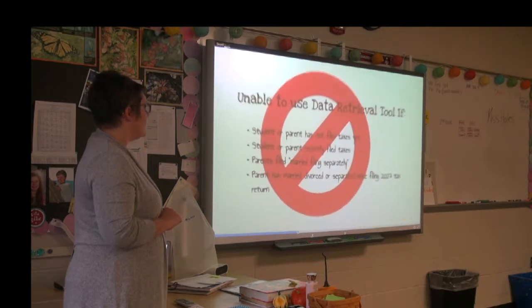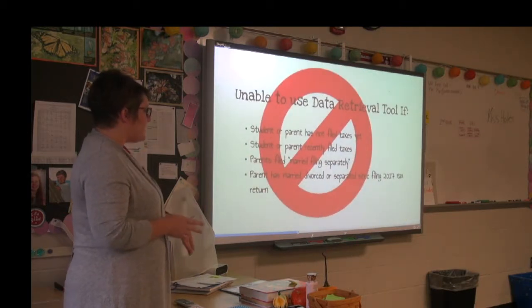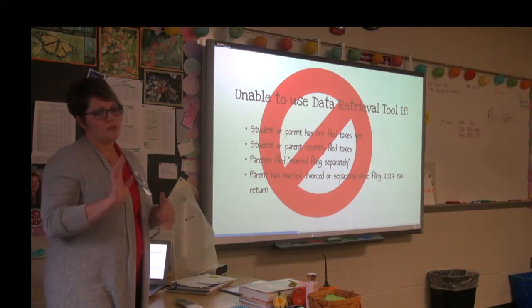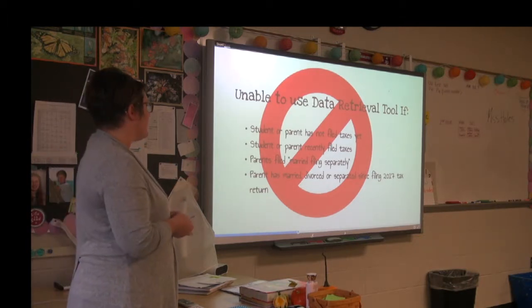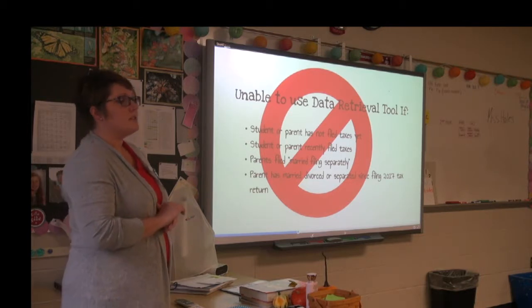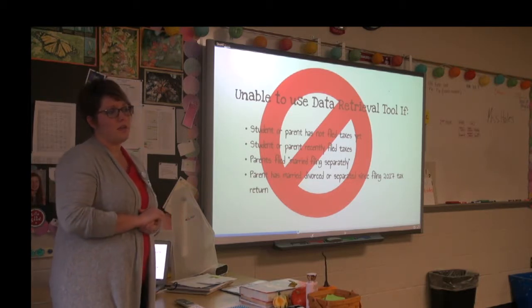It's really helpful. If you haven't filed taxes yet, you can't use it. If you recently filed, it won't allow you to use it either. It has to be fully processed through the IRS before you can use it. If your parents' filing status was married filing separately, you will not be able to use it either.